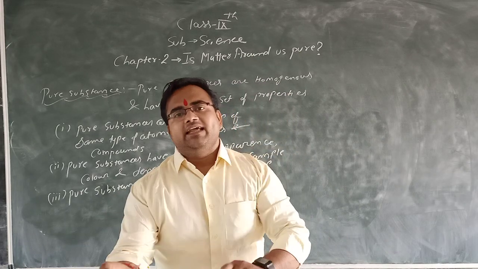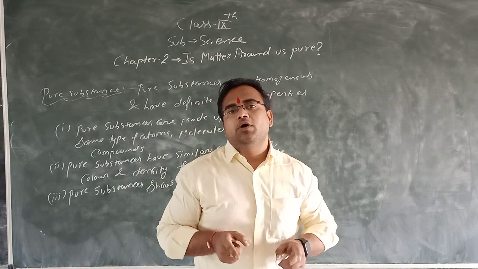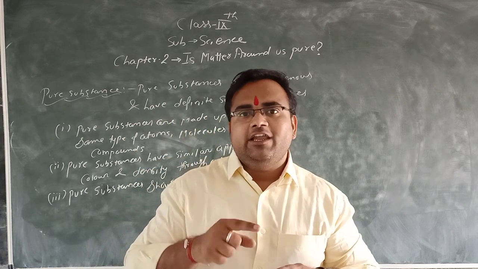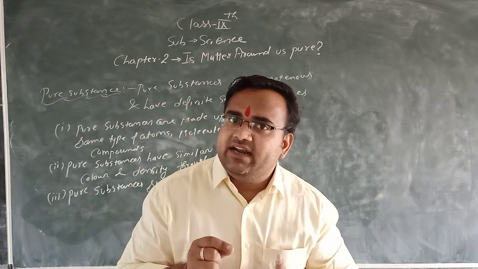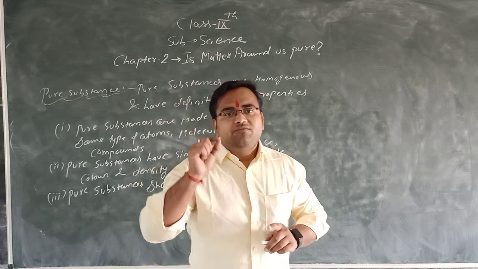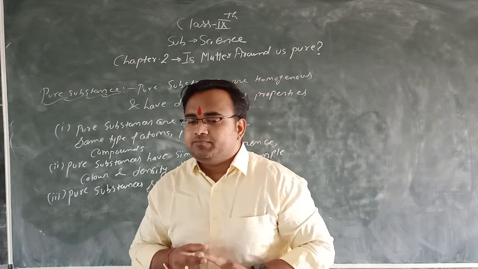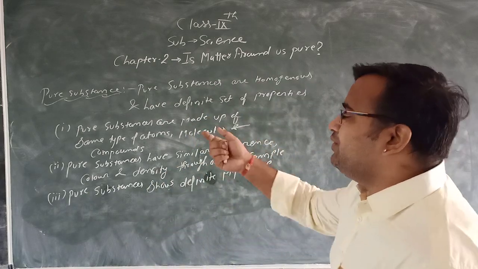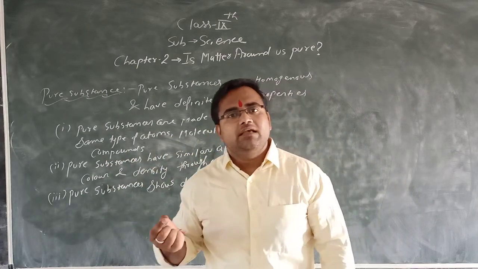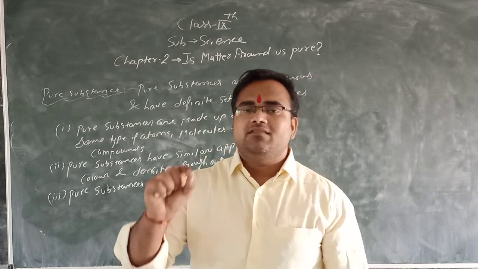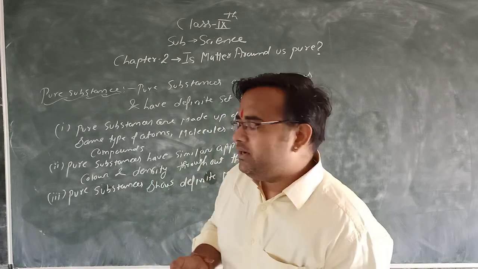For example, salt. If we take ethanol, the boiling point of ethanol is 78 degrees Celsius. So the ethanol will boil at sharp 78 degrees Celsius. That means if the substances are pure, then they have sharp melting point and boiling point. Clear? Now, the elements are further classified as metals, non-metals and metalloids. Let's see what are the metals, non-metals and metalloids.